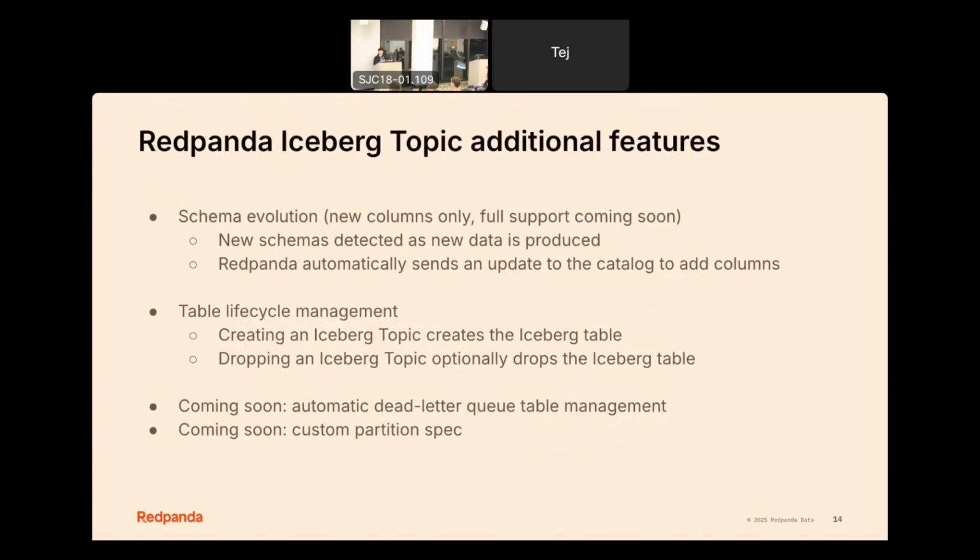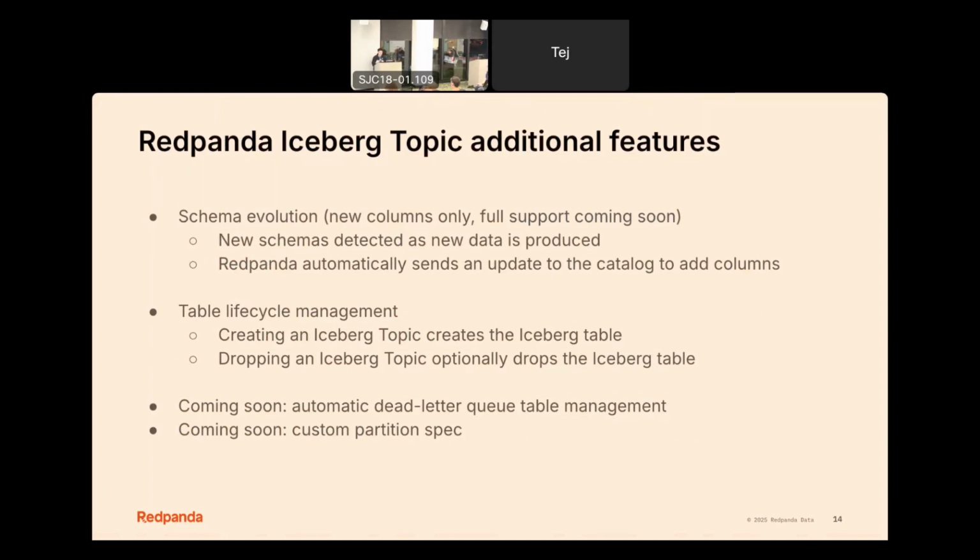There are a few additional things that Redpanda does with Iceberg topics. First, as new schemas come into the schema registry and new data is produced, Redpanda will automatically update the Iceberg schema in the table, adding new columns to the table. In the current version of Redpanda, we only support adding columns, but we're actively working on the full range of Iceberg schema compatible changes like removals and type promotions.